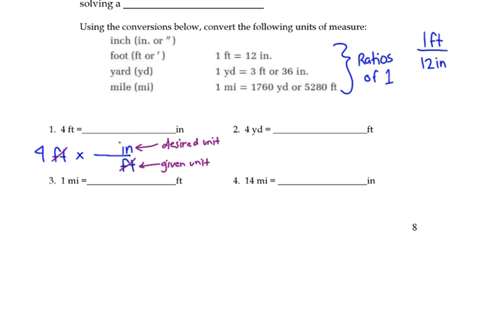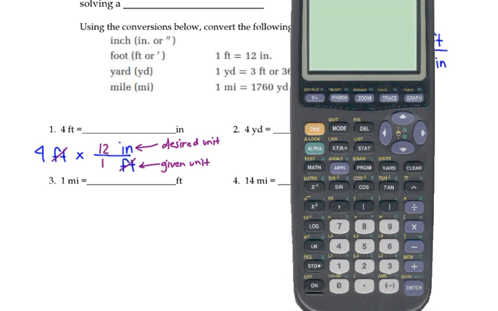We have to fill it in so it's actually a ratio of 1. So what's the ratio for inch and feet? 12 inches is 1 foot. And so now we can multiply by our ratio of 1, and we're left with the unit of inches, because feet cancels out. 4 times 12, what's that? 48. And if you really want to, just use your new calculator.